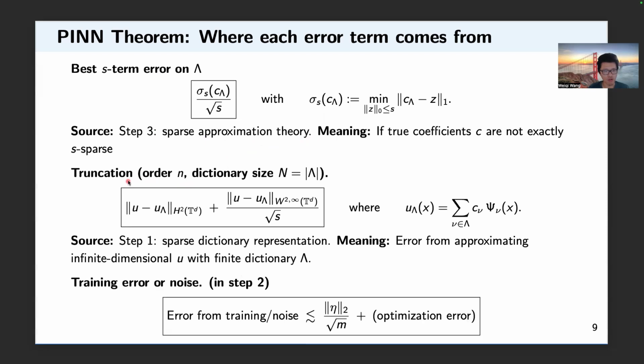And then there is truncation error, because we work on a finite hyperbolic cross set of frequencies. So this gives us the error like that. This error comes from step one and maybe step three as well, because it has some sparsity here. And the training error or noise comes from step two, because we sample at random points and solve an optimization problem. So with more samples and better optimization, this part shrinks.